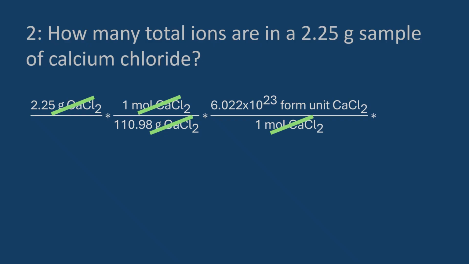Because we are asked for total ions, we have to add our extra step here. We know that there are 3 ions for every 1 formula unit of calcium chloride. Once you multiply everything in the numerator together and divide that by everything in the denominator multiplied together, you'll have a value for the number of ions present in this sample.